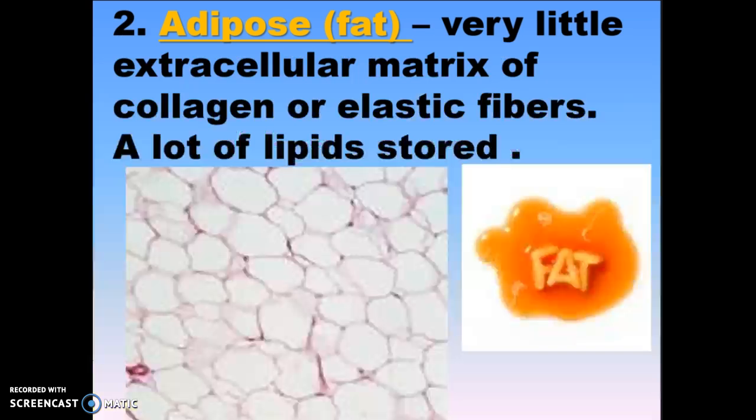Then we have our adipose, or our fat tissue. It has very little extracellular matrix. If you look at the diagram below, those cells don't have much between them. They have a little bit of elastic and collagen fibers, but mostly the cells are full of lipid. The smooth endoplasmic reticulum has gone to great lengths to convert all that fat that it took in into stored fat that the body can use pretty readily.